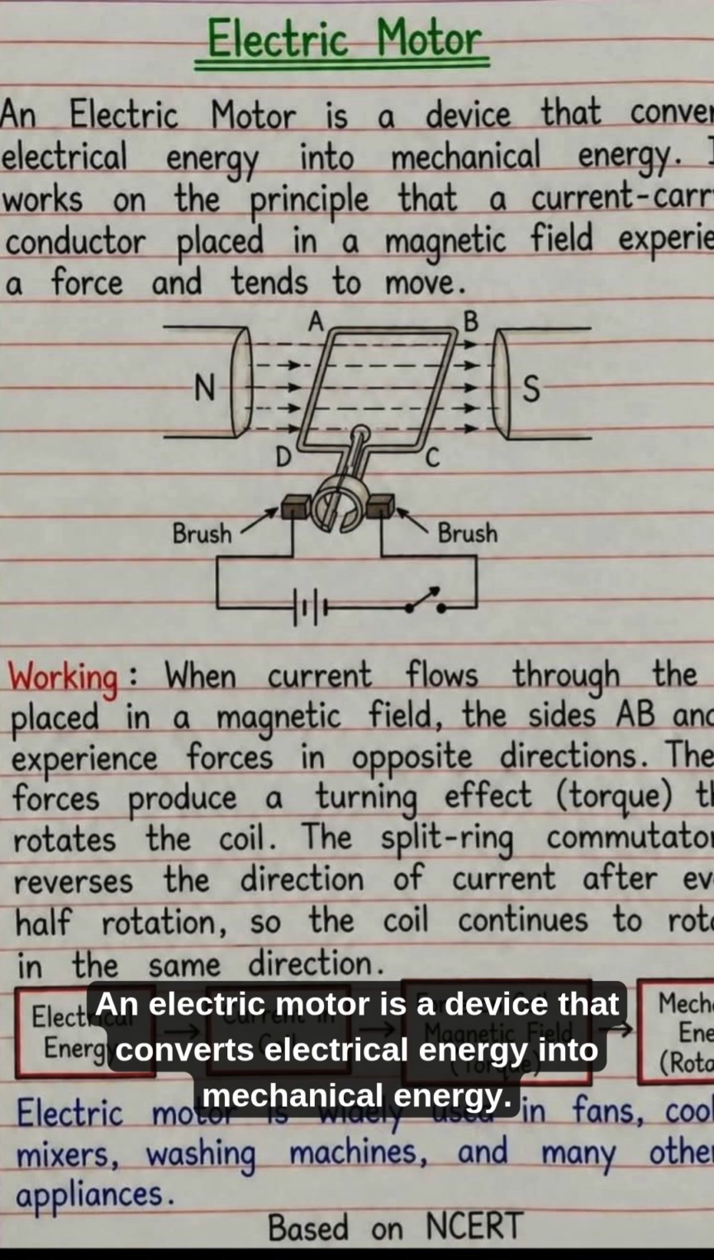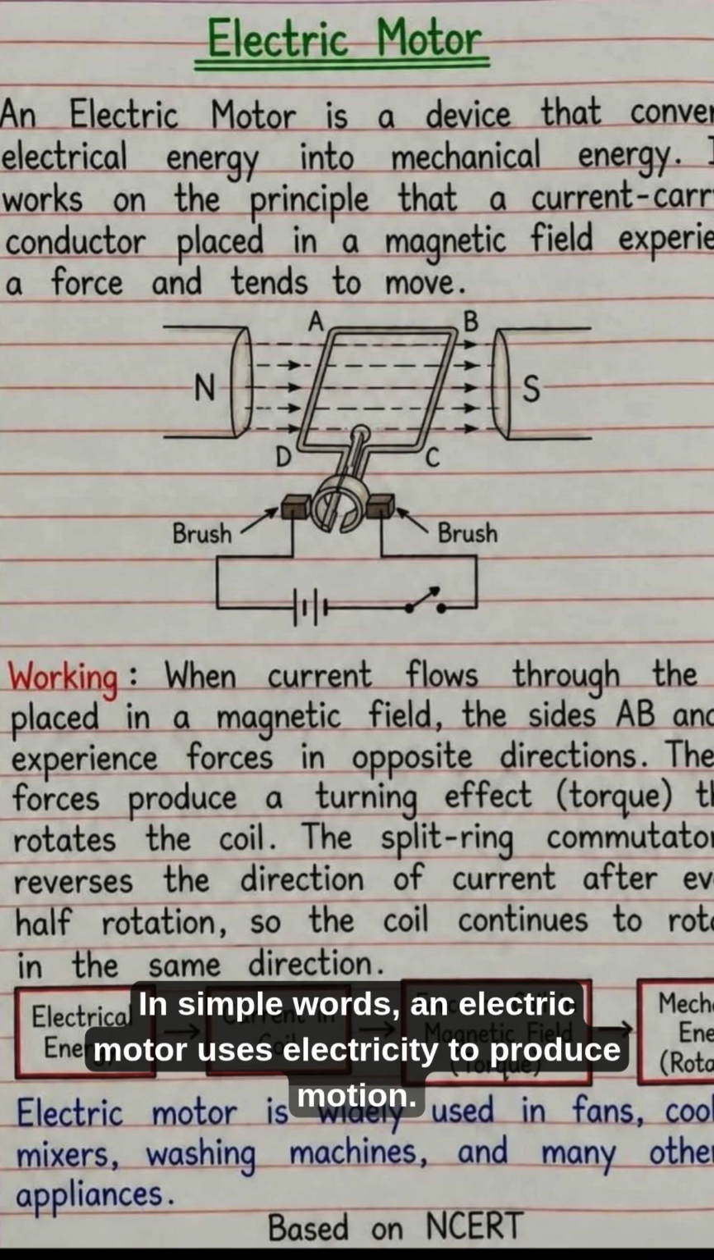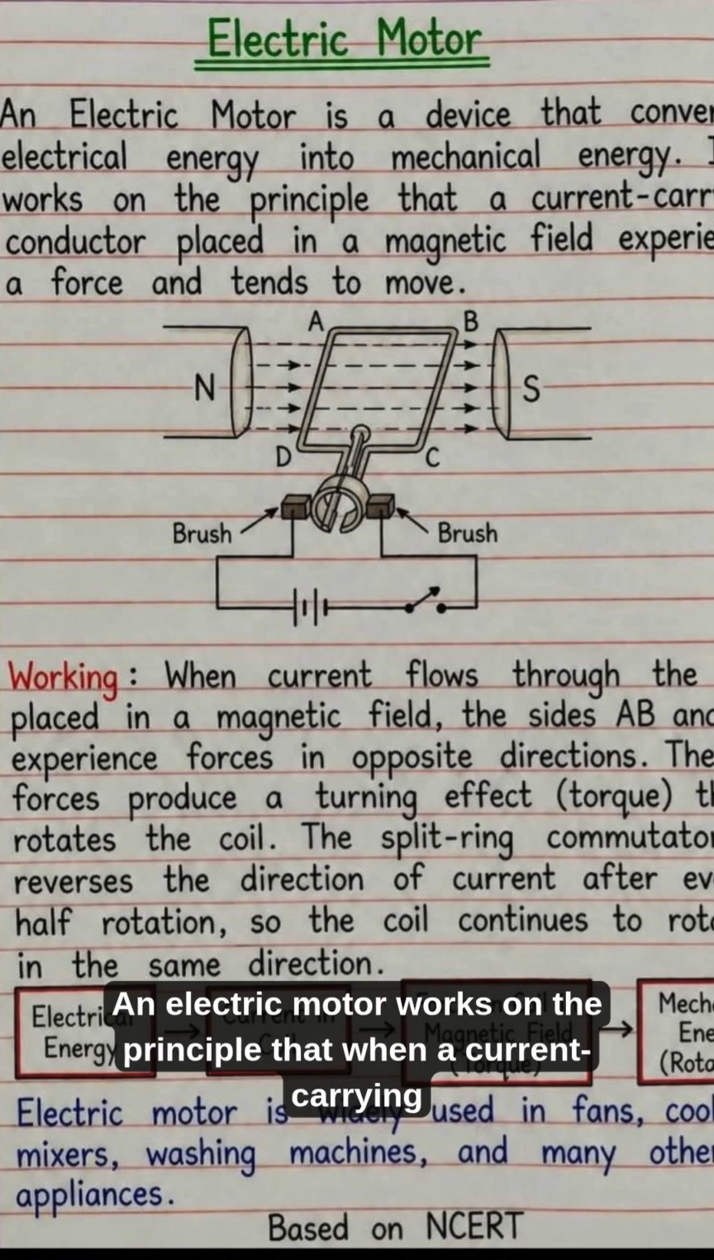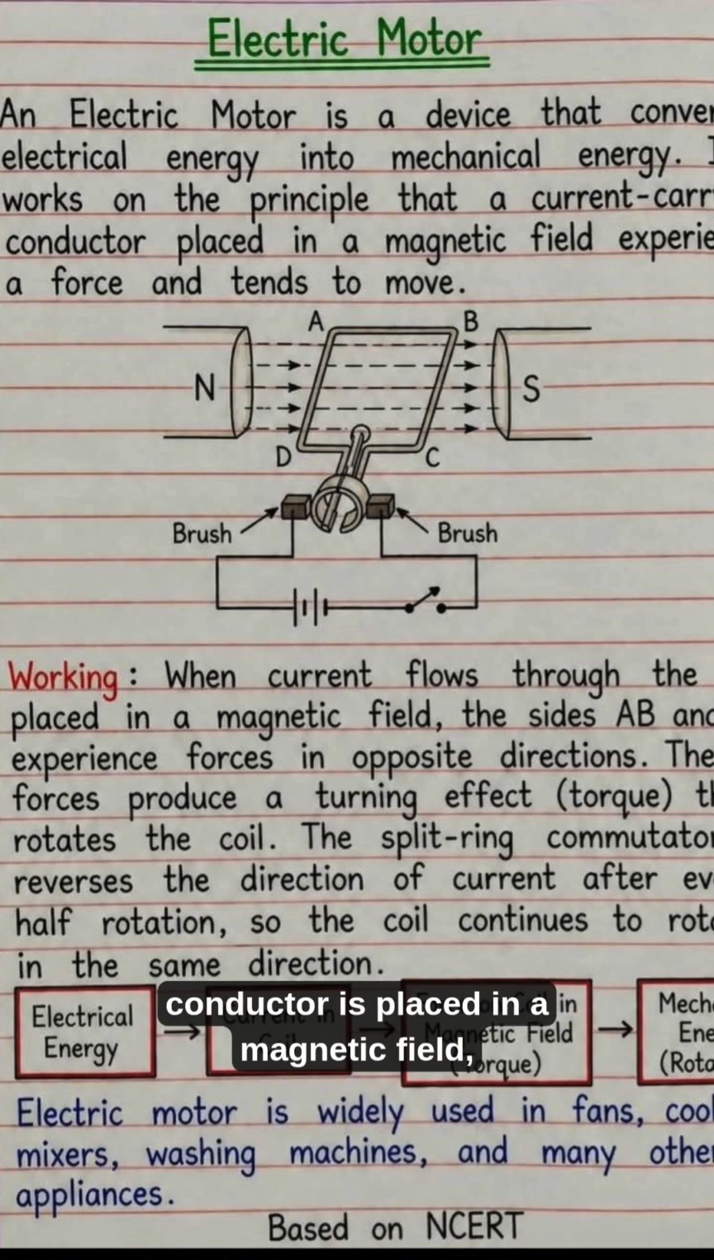An electric motor is a device that converts electrical energy into mechanical energy. In simple words, an electric motor uses electricity to produce motion. An electric motor works on the principle that when a current-carrying conductor is placed in a magnetic field, it experiences a force and tends to move.